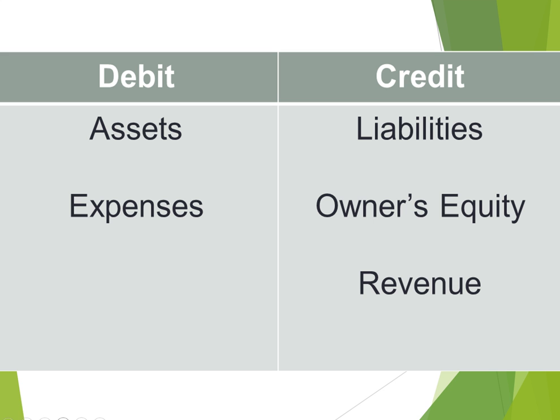Now, debit includes any kind of assets like land, building, plant and machinery, cash, and stock. All these are assets. And expenses include any kind of expenses which you incur. Suppose you incur rent, some kind of transportation, carriage, and all this. Next is the credit. Credit includes the liabilities, the owner's equity and the revenue side.